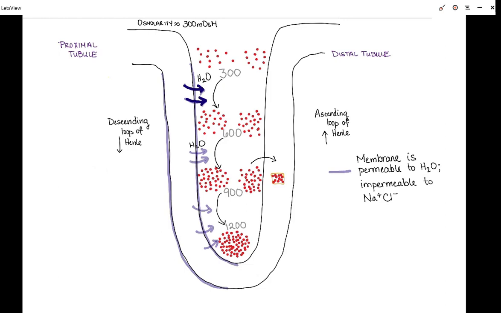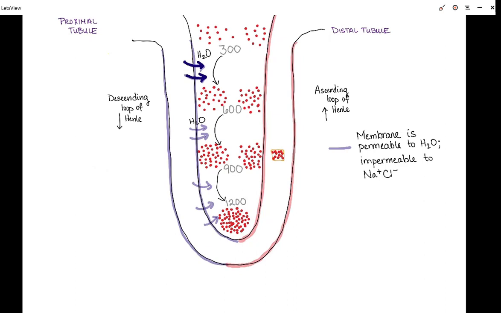So what I'm going to do is prevent water from coming back into the filtrate by making the ascending loop of Henle actually impermeable to water. But I now have an opportunity to reabsorb salt. So the ingenious design behind the loop of Henle is actually in its membrane structure. So we're going to go ahead and make the ascending loop of Henle impermeable to water, but very permeable to sodium and chloride.